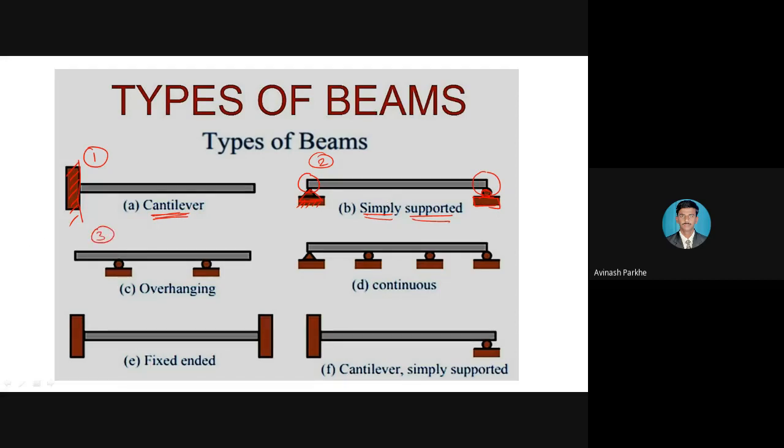Then third, overhanging beam. Name itself suggests that. What is meant by the overhanging beam? The beam whose end portions are extended beyond the support, either from one side or from both sides. That particular beam is called an overhanging beam.